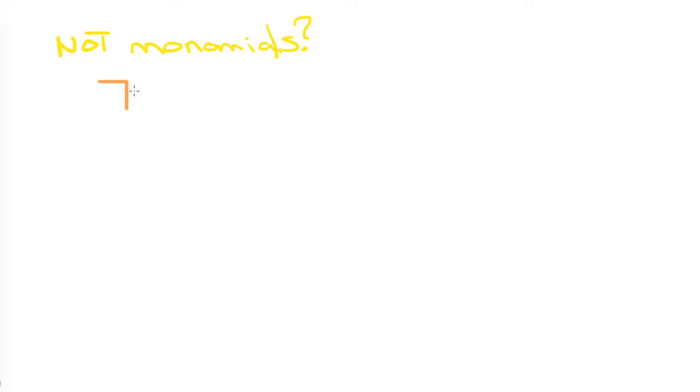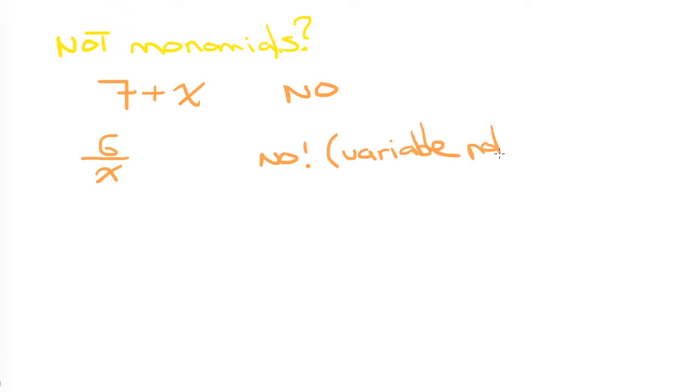Let's say you had something like 7 plus x. No, because it's an addition. It has to be multiplication. Let's say you had, I don't know, 6 over x. Nope. You can't have variables in the denominator for a monomial. So that's one. And a couple of reasons why. This is like a rule that, okay, I'll memorize that. Well, it comes down to the fact that 6 over x is really 6 times x to the negative 1, right? And you can't have a negative exponent for a monomial.